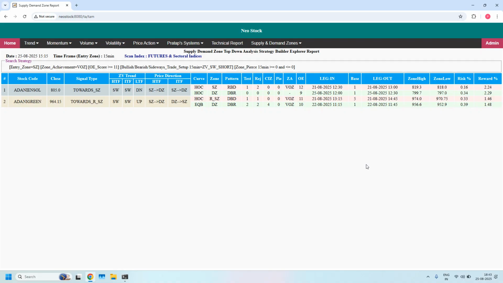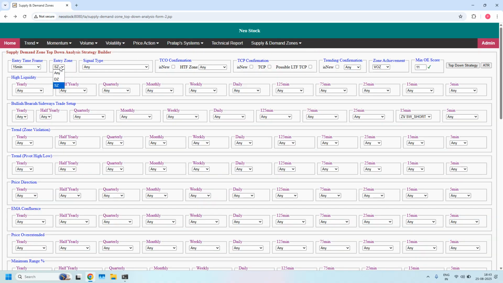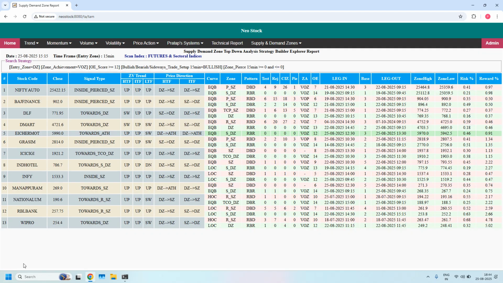Okay, next, bullish trade setup for daily income trade. Entry time frame zone is 15 minutes demand zone. Here bullish, and also minimum odd enhanced score 12. We got 13 stocks. Bullish trade setup for daily income trade, and all the entry time frame zones are 15 minutes demand zones. So total we got 13 stocks.